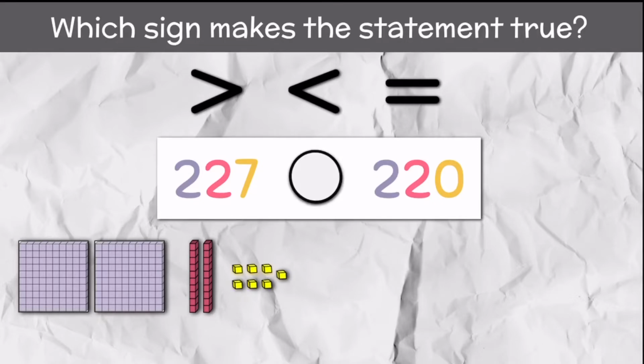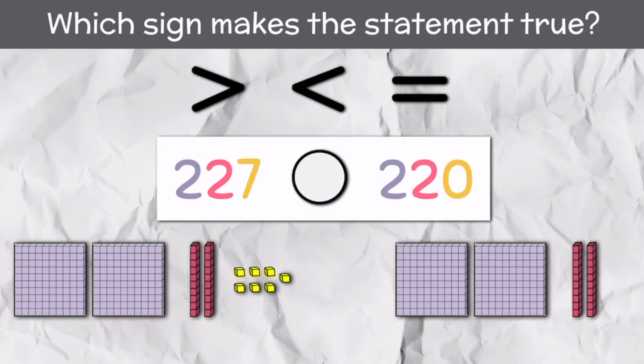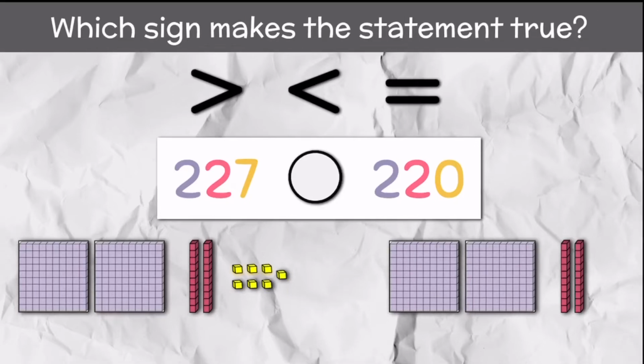Now let's compare that to 220. The digit in the hundreds place is a 2, which makes 200. The digit in the tens place is also a 2, which we know is 2 tens. That makes 20. And we have 0 ones. Let's compare the hundreds. Our hundreds are equal. Our tens are also equal. So now we will compare 7 ones to 0 ones. We know that 7 is greater than 0. So we know that 227 is greater than 220.